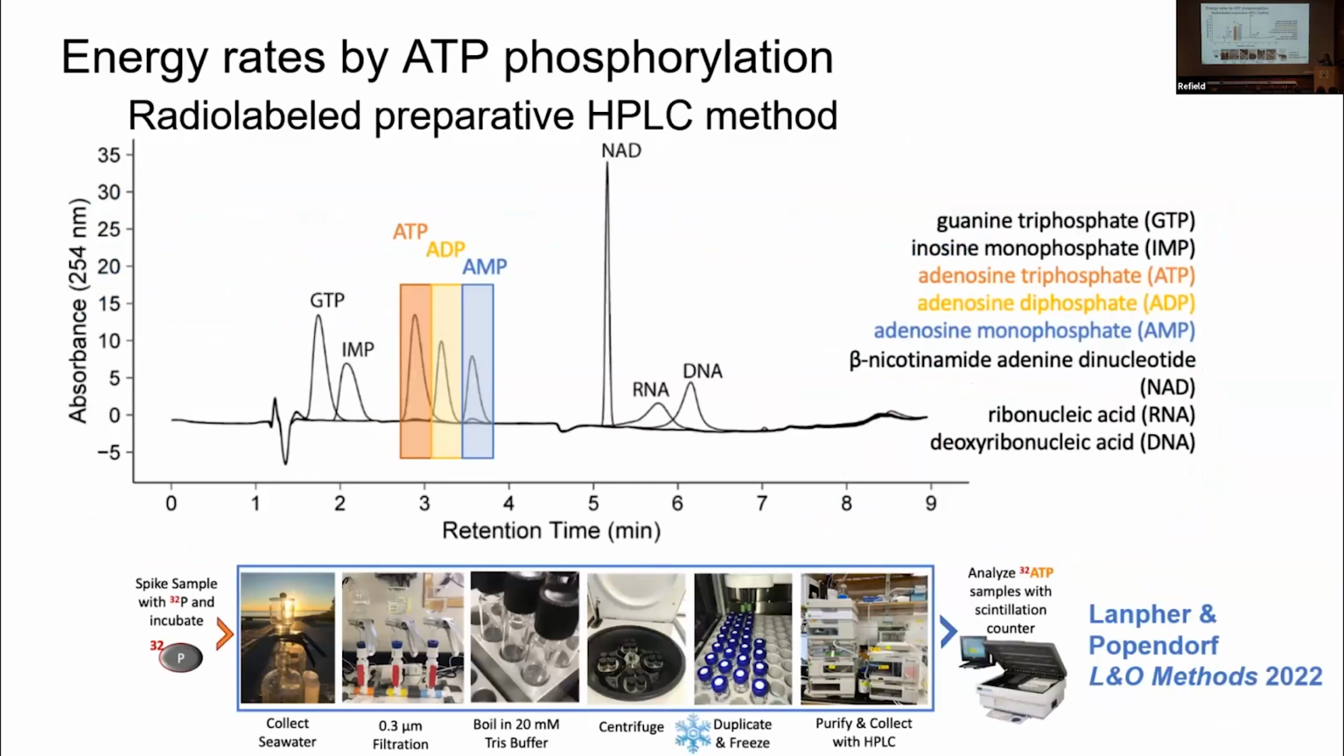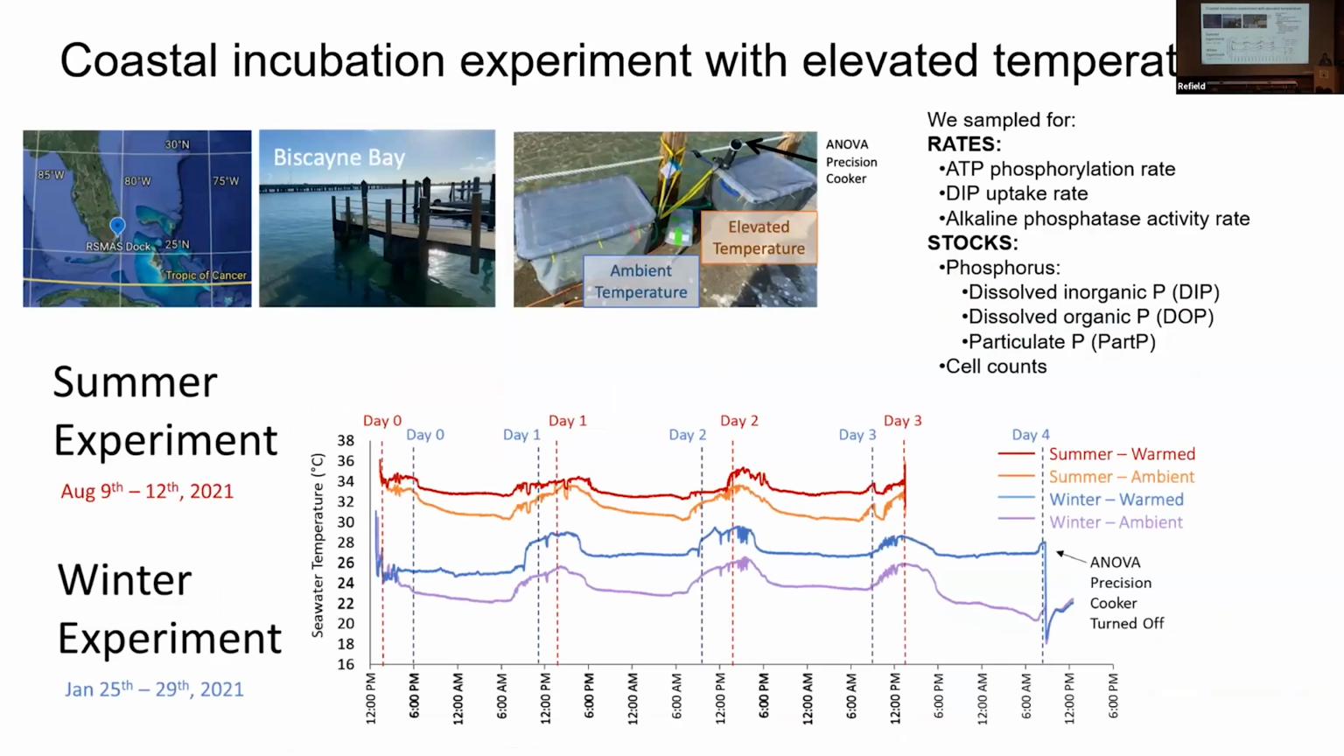So here's 10 seconds in one slide of a thesis work as developmental work. This is what that ATP labeling method looks like. We get nice chromatographic separation of those ATP metabolites. So we can take a bottle, add radioactive phosphorus, incubate very briefly, separate it out, and measure how quickly that ATP was turning over.